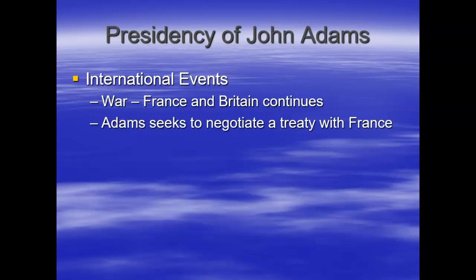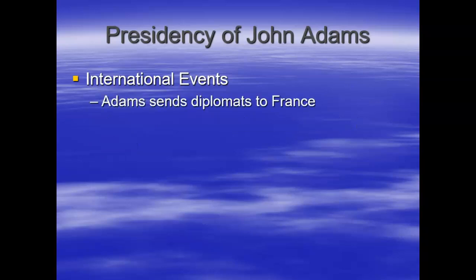And so Adams seeks to negotiate a treaty with France because what France has been doing over the time period is they've actually been seizing American ships. And the reason for that is due to our signature of the treaty with Great Britain, which they felt was sort of a knife in the back. So they are upset and they start seizing American ships. To avoid war, Adams sends a delegation to France. Okay? And that becomes an incident known as the XYZ affair.